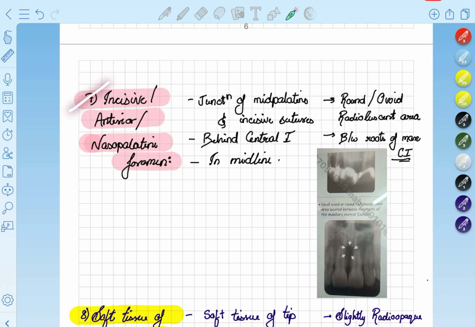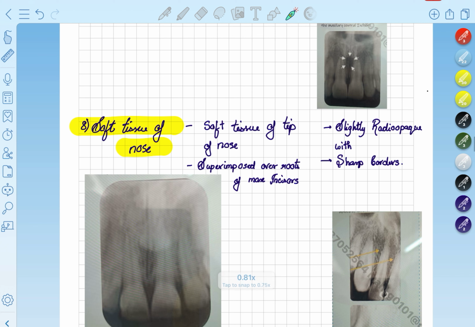The next is the incisive or nasopalatine foramen. As the name suggests, a foramen is a hole or cavity. So how will it appear? As a radiolucent area, at the junction of the mid-palatine and incisive sutures behind the central incisor in the midline. As we can see here, this is the intermaxillary suture. Somewhere here there will be the incisive foramen. It is a round or ovoid radiolucent area between the roots of the maxillary central incisors.